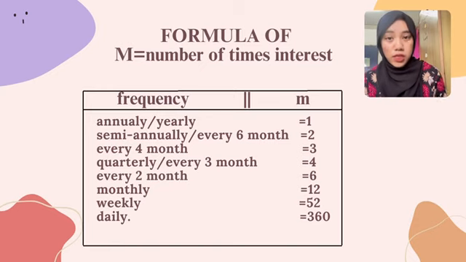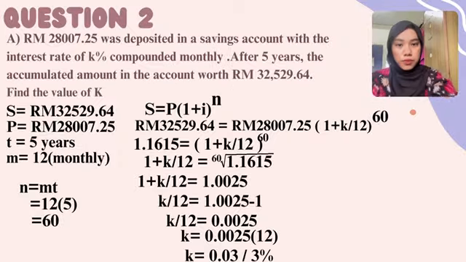And if compounded every 2 months, M equals 6. If compounded monthly, M equals 12. If compounded weekly, M equals 52. And if compounded daily, M equals 360.